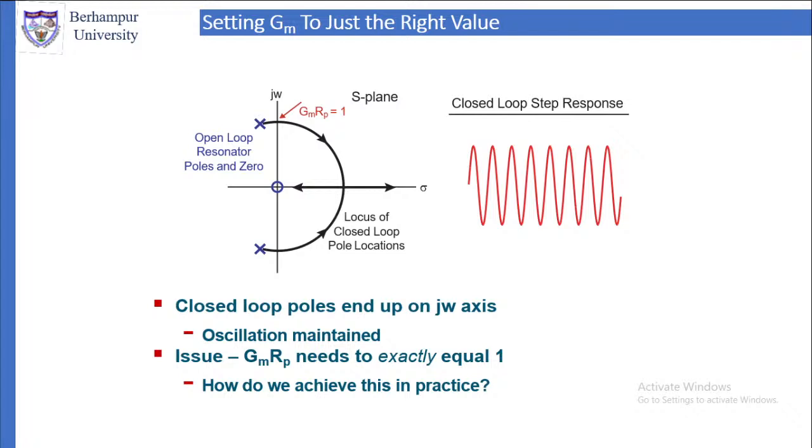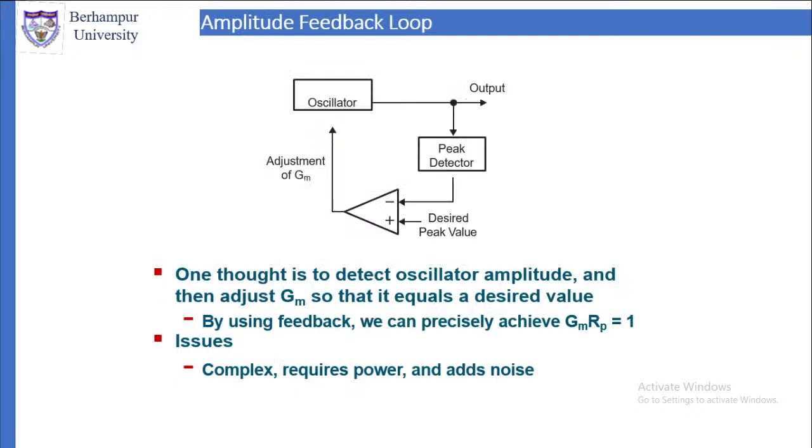So how to achieve this? Gm into Rp equal to 1. In practice, how are you going to achieve this? That is the question. Let us start with a simple circuit, an amplitude feedback loop. So we have an oscillator, and then a portion of the output is given as feedback to the oscillator through an amplifier.